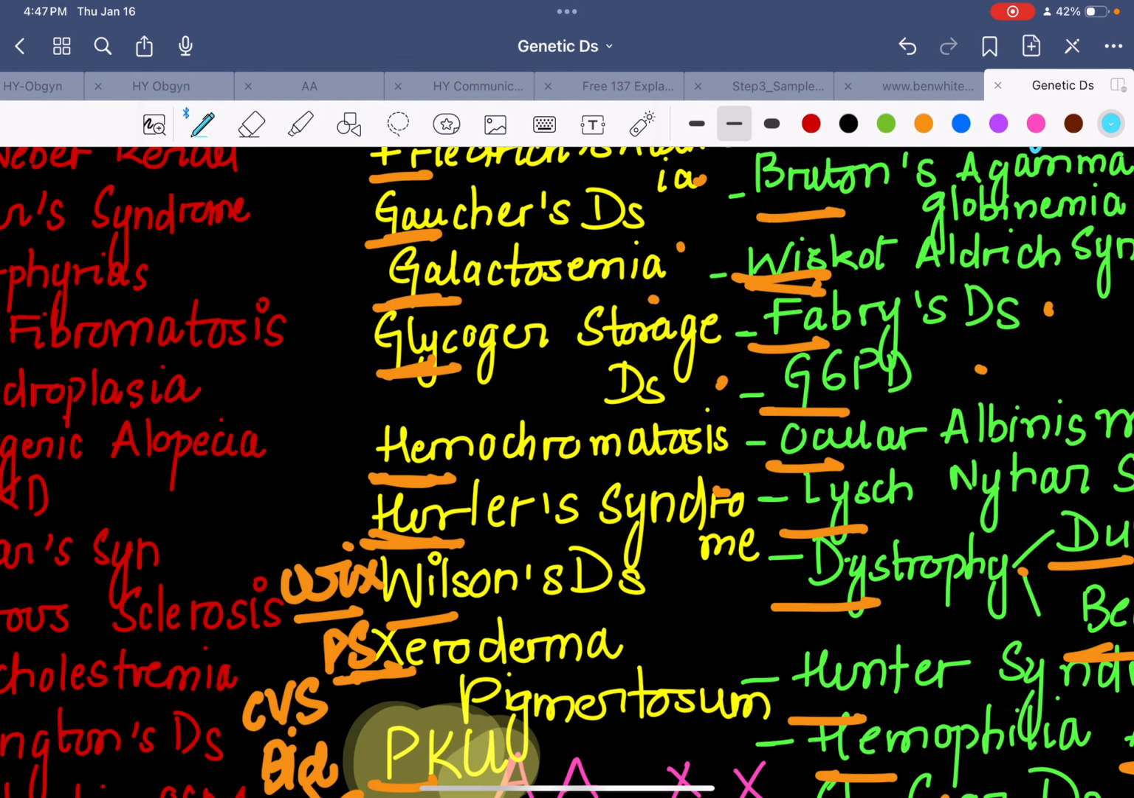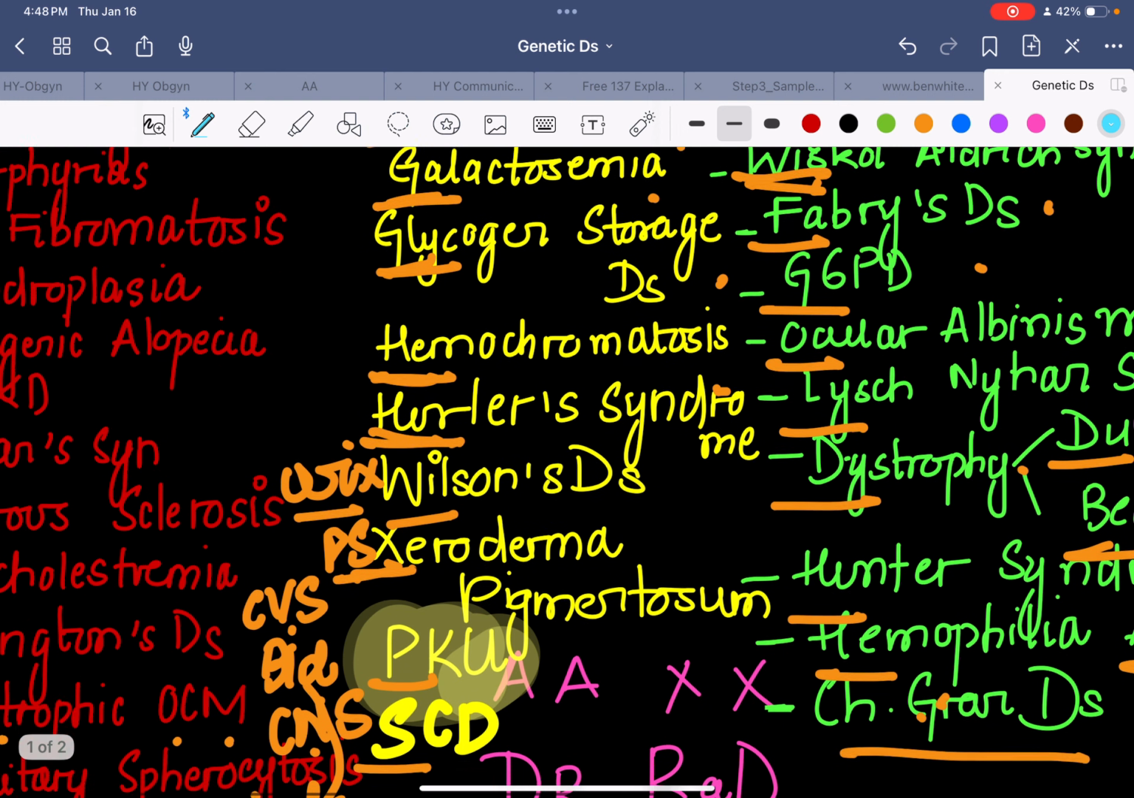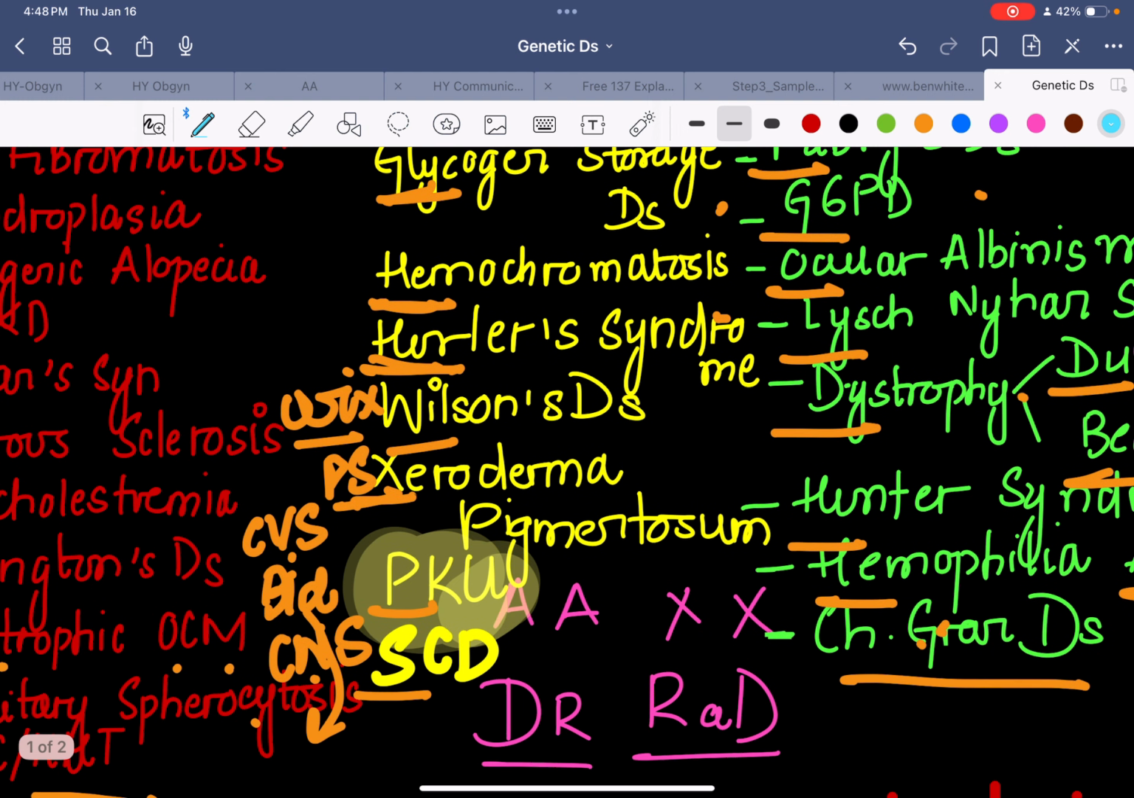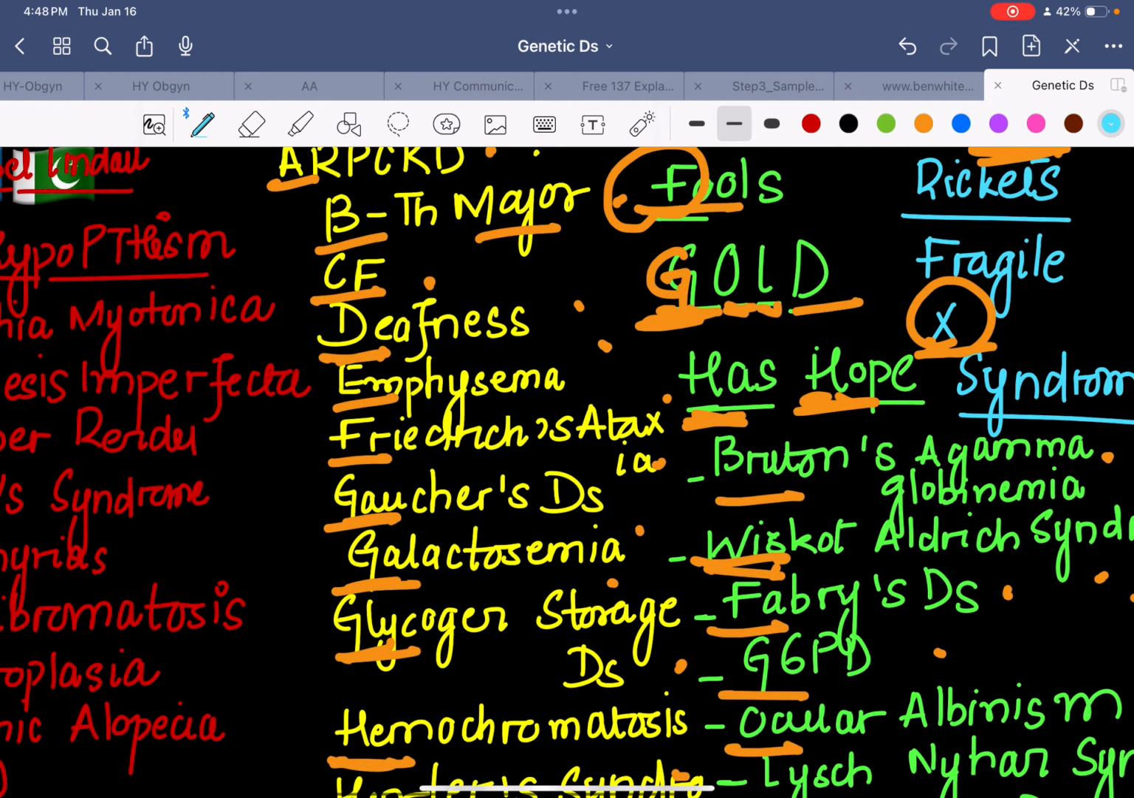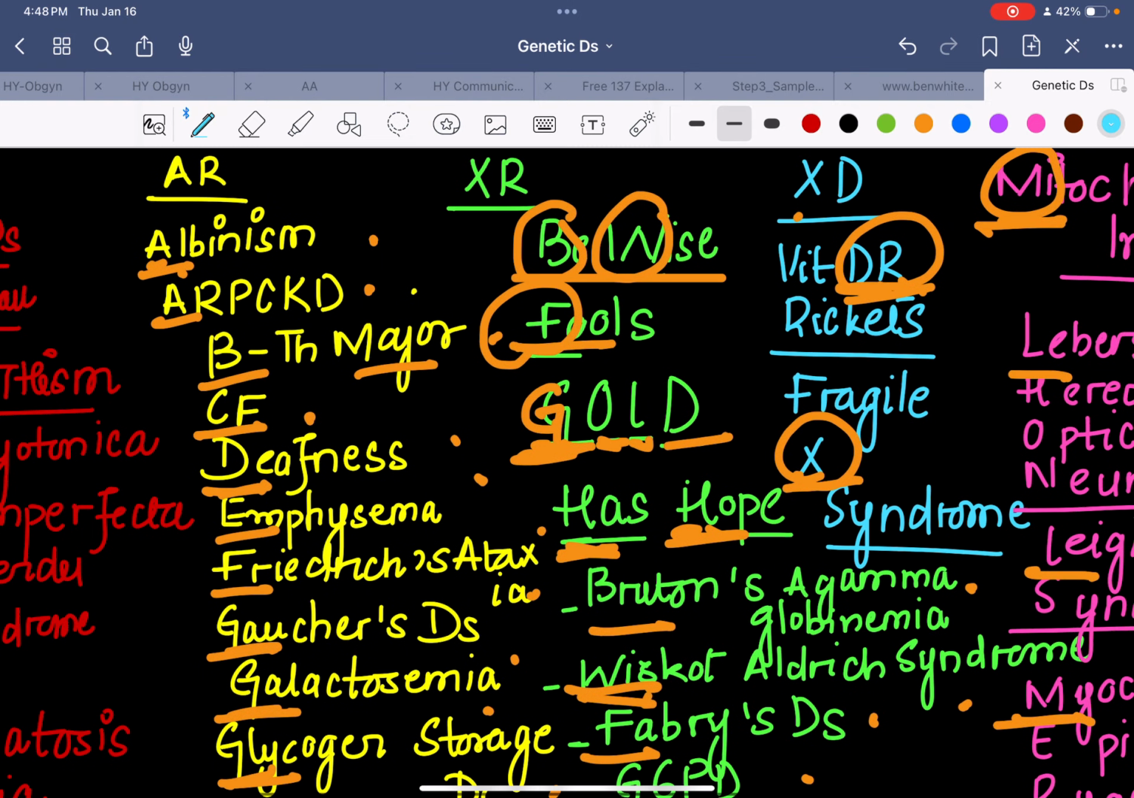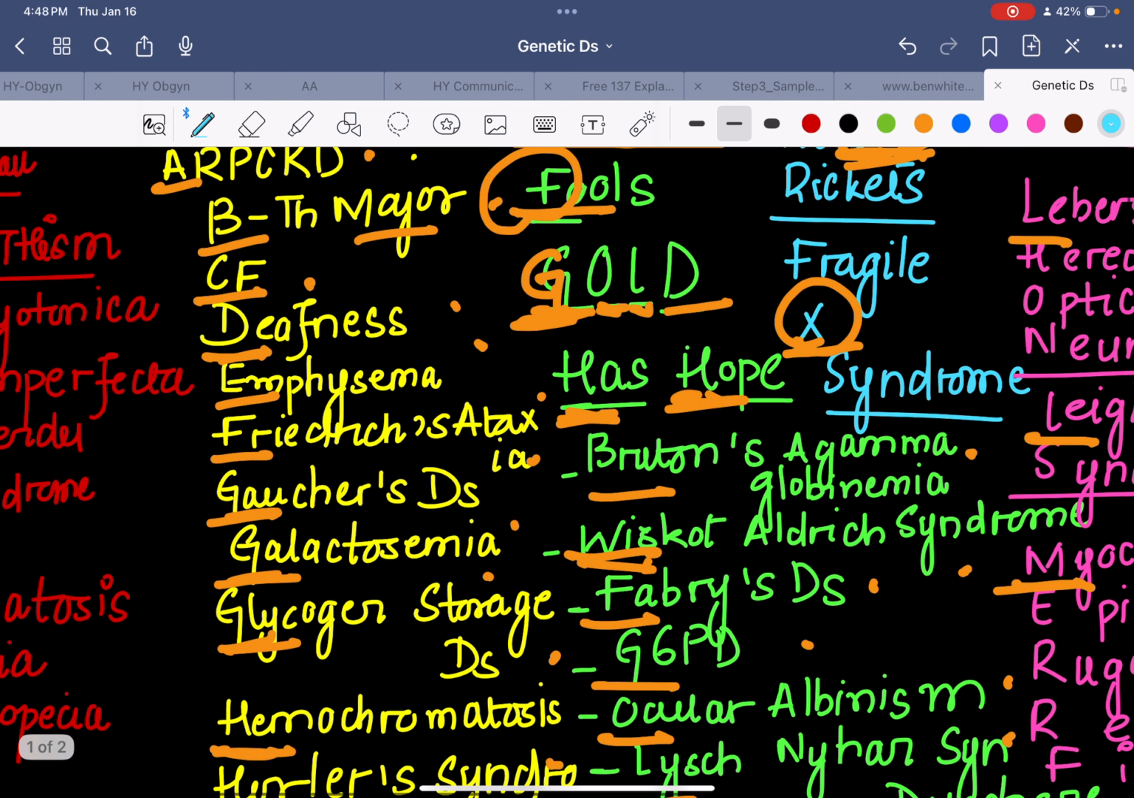H, Hurler syndrome. Wicks, Wilson's disease. Xeroderma pigmentosum. PS, phenylketonuria, as well as sickle cell disease. X-linked recessive diseases: B, Wise Fools, Gold Has Hope. B, Bruton's agammaglobulinemia.